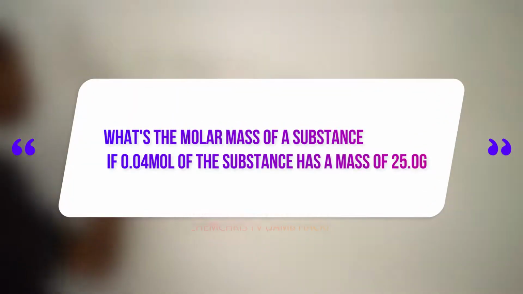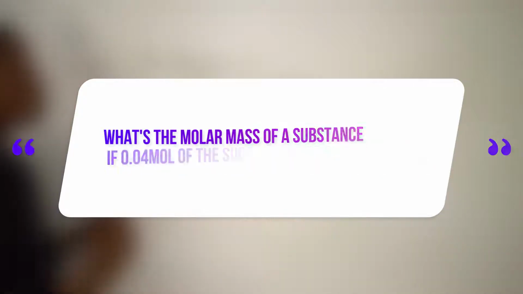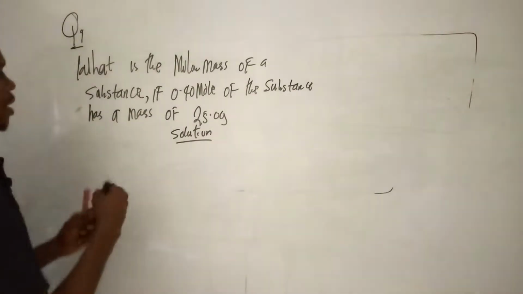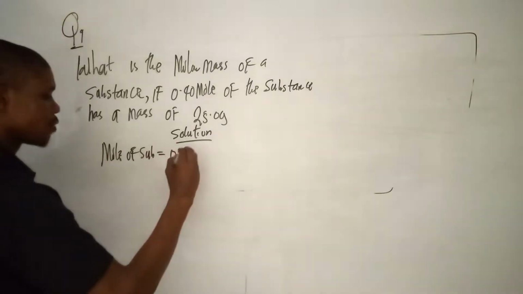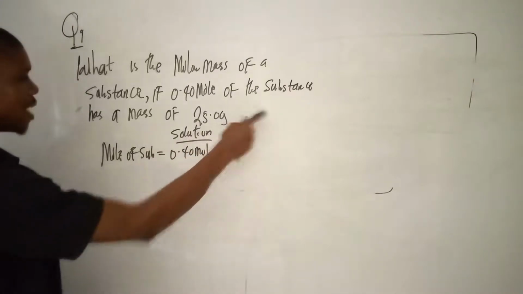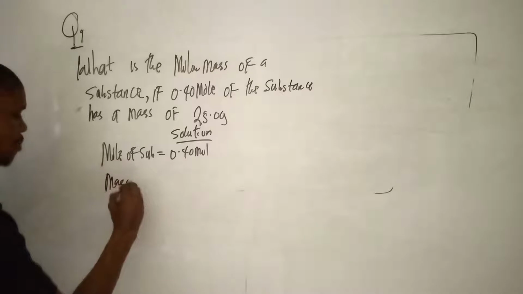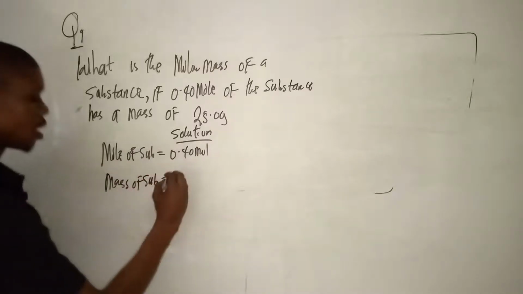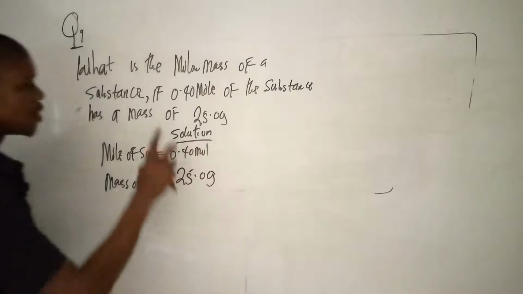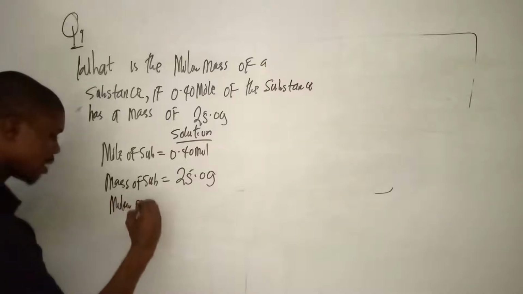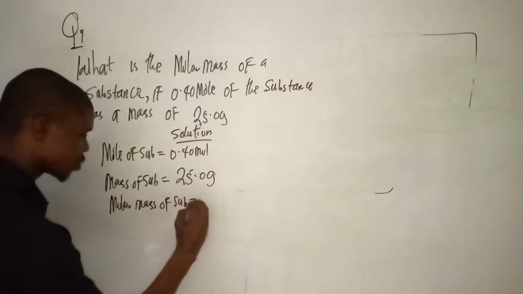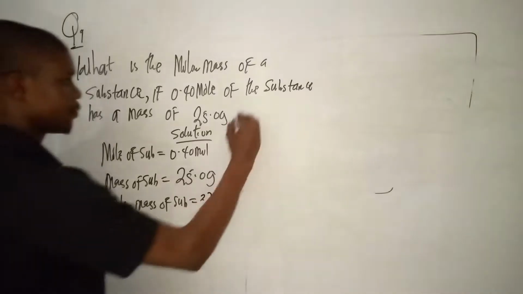What is the molar mass of a substance if 0.40 mole of the substance has a mass of 25.0 gram? So the first thing to do is to write out our parameters. Here they give us the mole of the substance as 0.40 moles. They also give us the mass of the substance to be 25.0 gram. What they ask us to look for is the molar mass of the substance, which is what we are looking for.